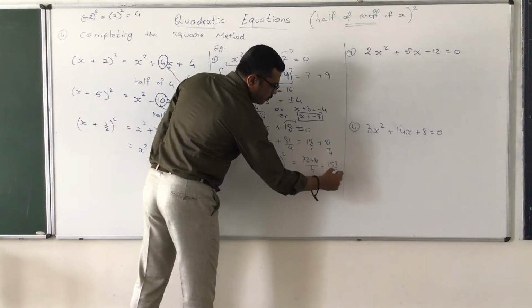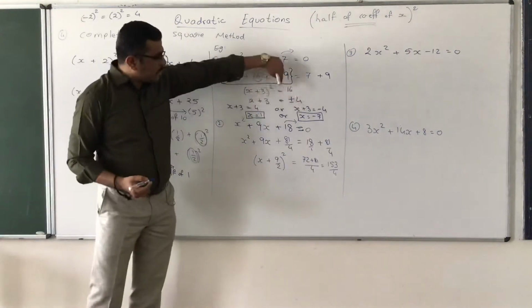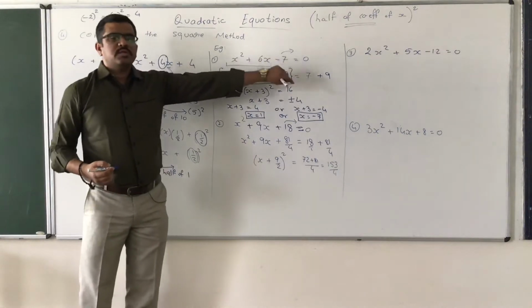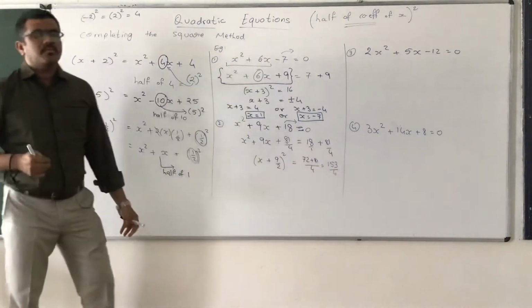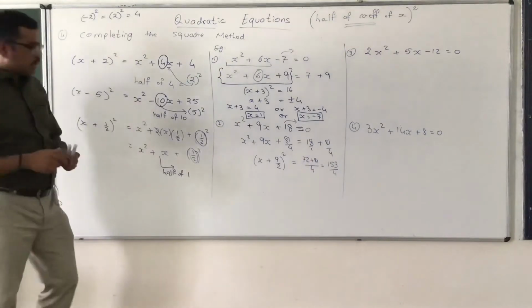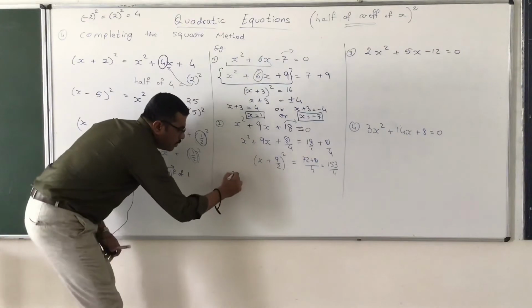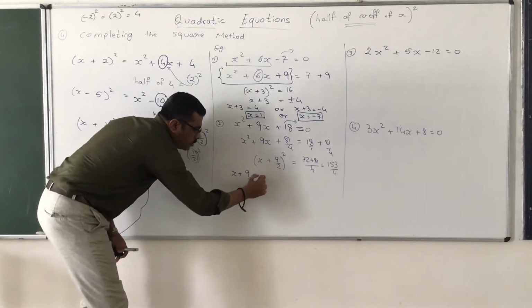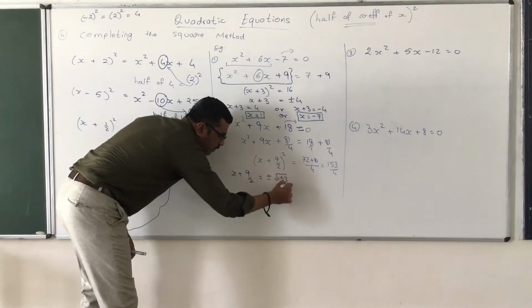153 by 4. Now it is possible that you may not always get a perfect square number like 16. You may end up with a number like 153 by 4. That's fine, not a worry. So now taking square root on both the sides, we have x plus 9 by 2 equals plus or minus square root of 153 upon 2.